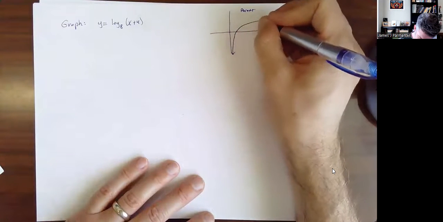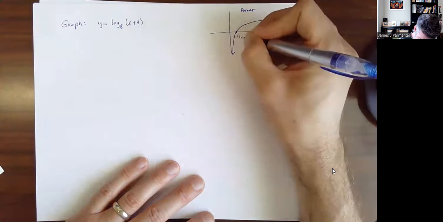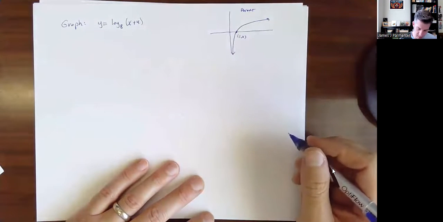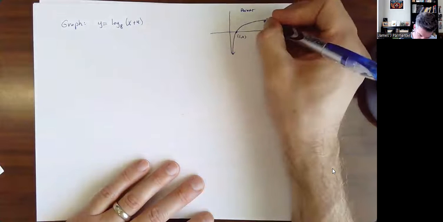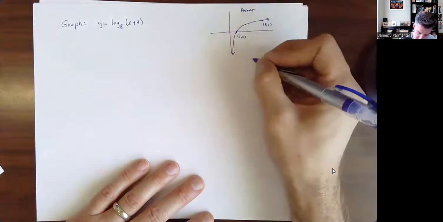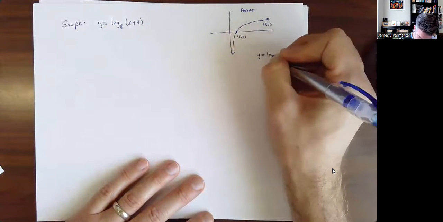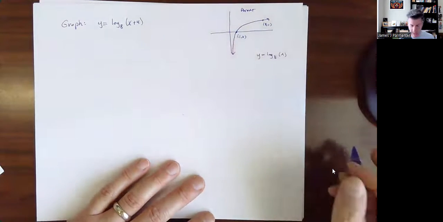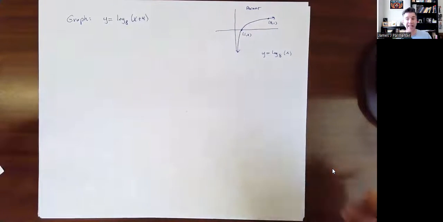So here's my parent graph. Got the point (1, 0) here. And if you really wanted, I could also have the point (8, 1). The parent graph is y equals log base 8 of x. And then we're taking that graph and shifting it to the left.